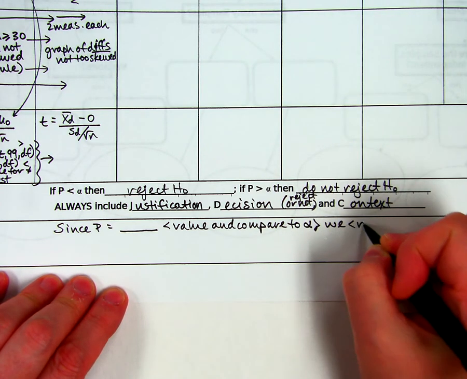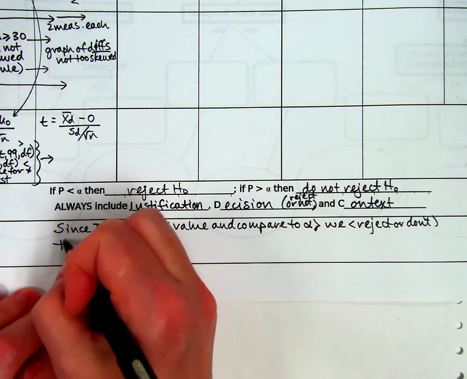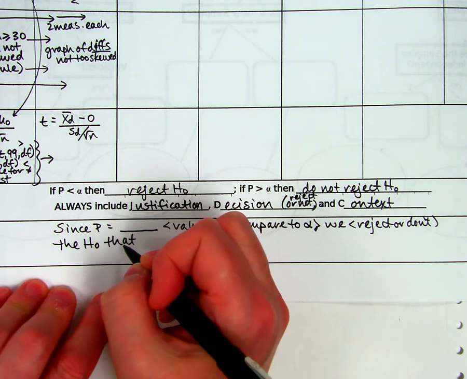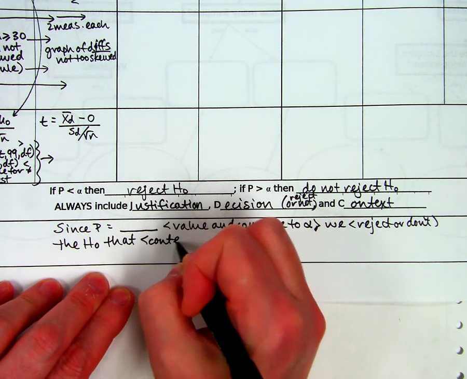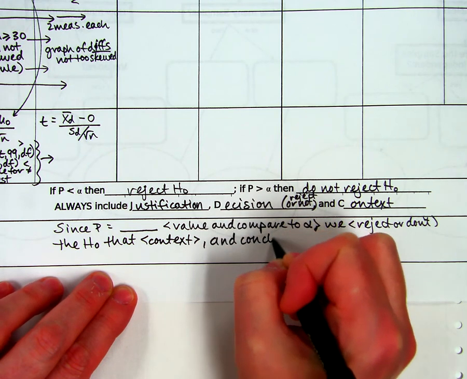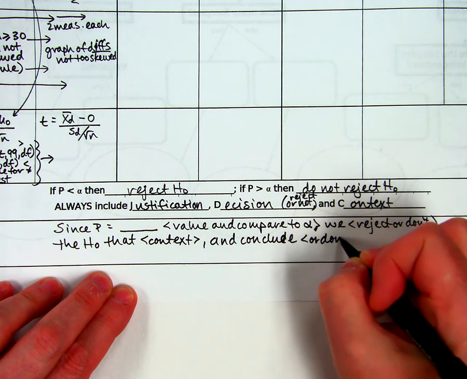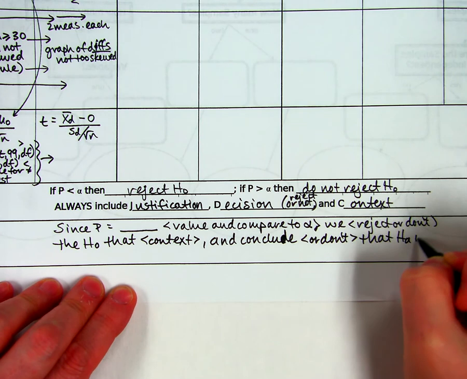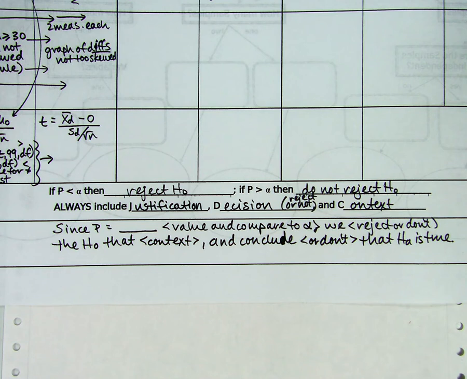We reject or don't reject the null hypothesis. We're always rejecting the null, and we're possibly concluding that the alternate is true. So you would put your null in context. What does your null say? What does it mean? And then conclude, or don't, depending on whether you reject it or not, that the alternate is true. And that would also go in context. So there is the summary of chapter 9.